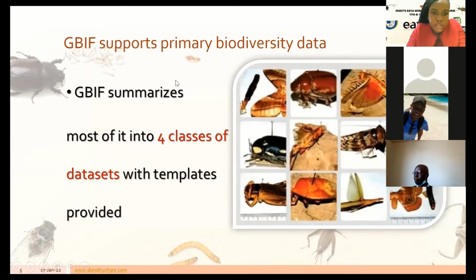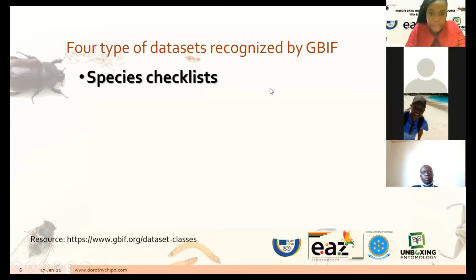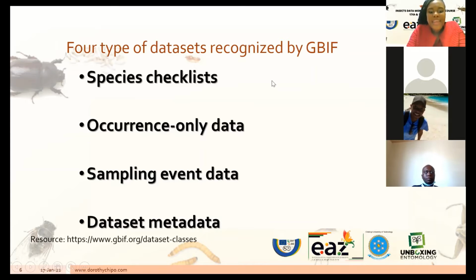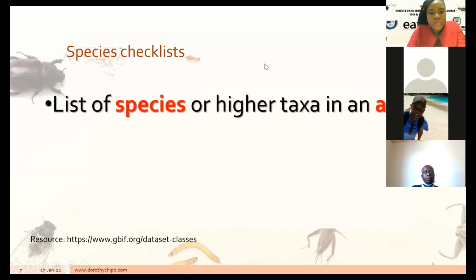If you've gone through the introductory link, you already know about that. It summarizes most of these types of data into just four types of datasets with templates that we provide. The types of datasets that are recognized include species checklists, occurrence-only data, sampling event data, and dataset metadata. I shall go through these to explain.